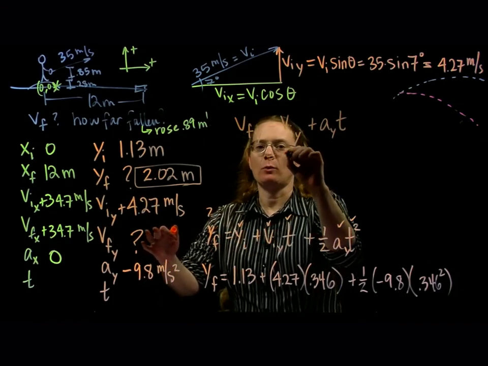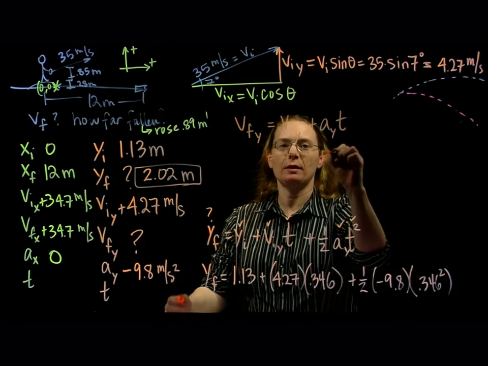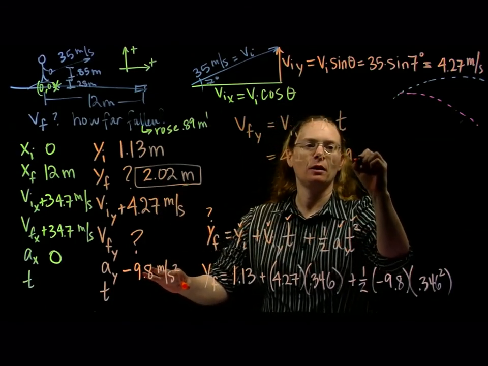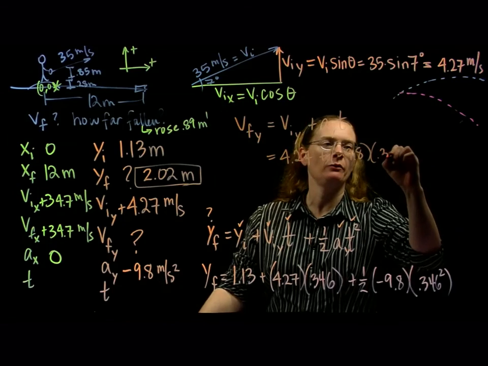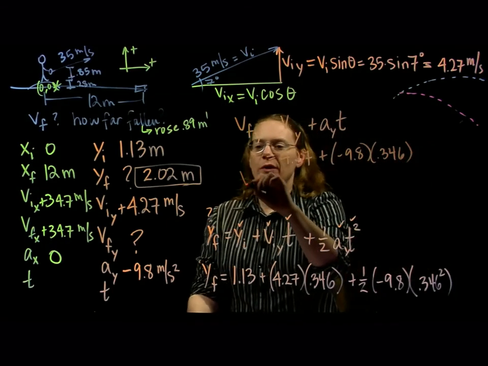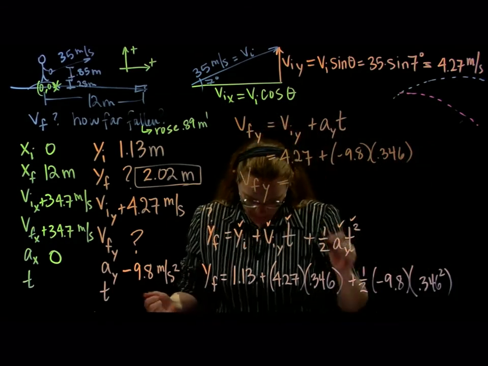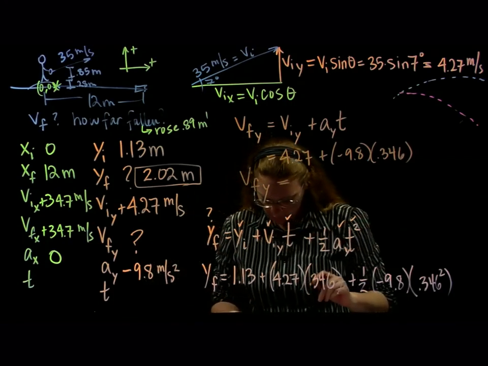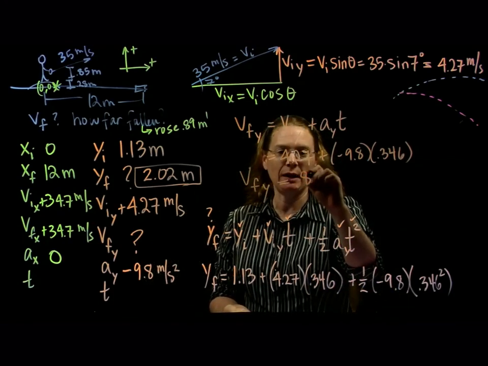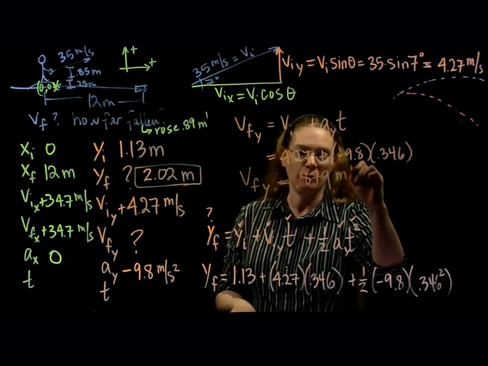V final y equals v initial y, 4.27, plus a, negative 9.8, times our time, which was 0.346. V final y, when we do that, is 0.879 meters per second.